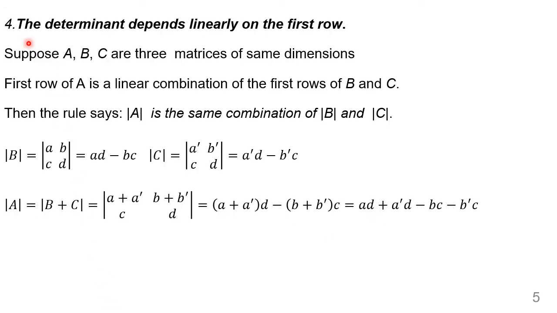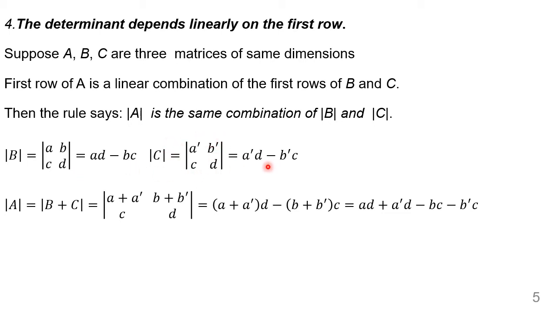The fourth property is that the determinant depends linearly on the first row. Let us take three matrices A, B, C of the same dimensions. The first row of A is a linear combination of the first rows of B and C. So we have taken two matrices, B with a, b, c, d and C with a', b', c, d. The first rows of the two matrices B and C are added in order to get the matrix A. So the determinant of B gives you ad minus bc.